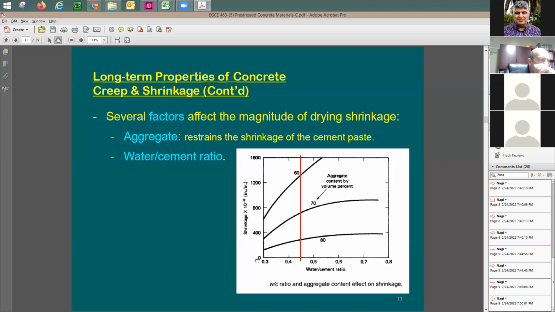Look at this. On the x-axis is going to be the water cement ratio. On the y-axis is going to be the amount of shrinkage as a strain. Look at this curve here. Let's say I'm at a 0.45 water cement ratio. What happens here when I have 80% of the volume in aggregate, versus 70% versus 60%? Look at the amount of strain. You add more aggregate, shrinkage gets less.